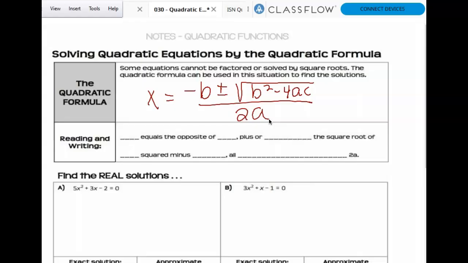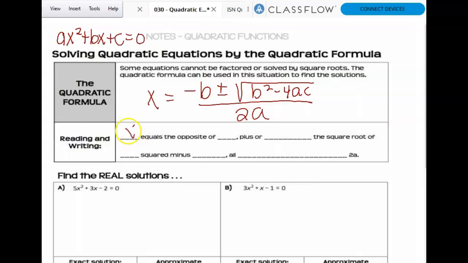So to use the quadratic formula, the quadratic has to be in standard form, so it has to be equal to 0. It has to be equal to 0, and it has to be in standard form. And A is the number in front of the x squared. B is in front of the x. And C doesn't have any variable at all.